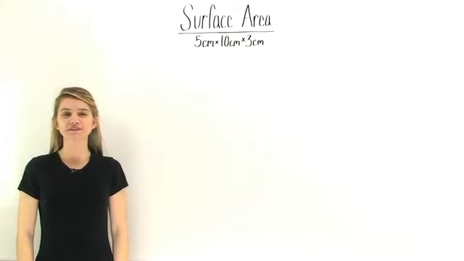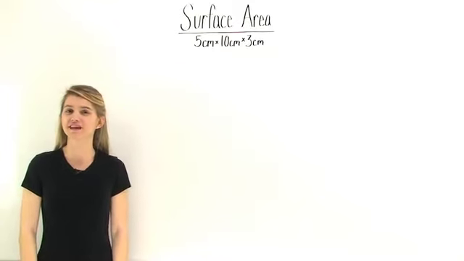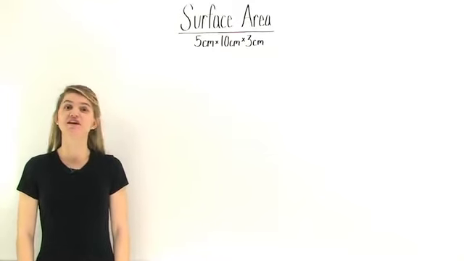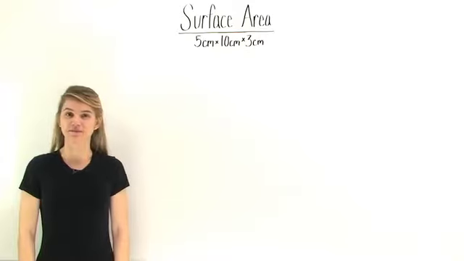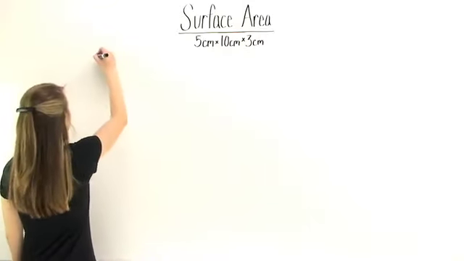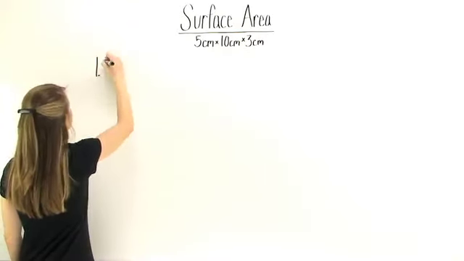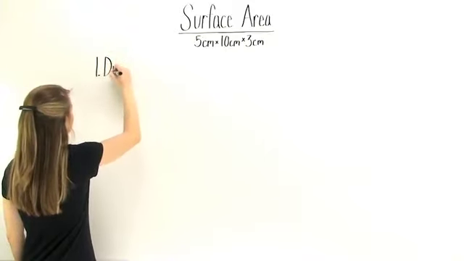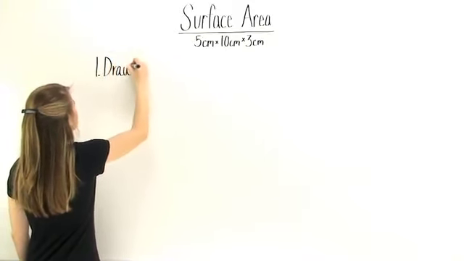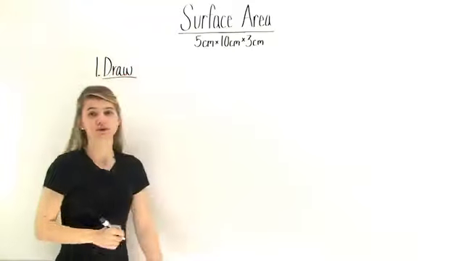A rectangular prism measures 5 centimeters by 10 centimeters by 3 centimeters. Find the surface area of the prism. Here, we're given the dimensions of a rectangular prism. To get a better idea of what this rectangular prism looks like, let's begin by first just drawing this prism.